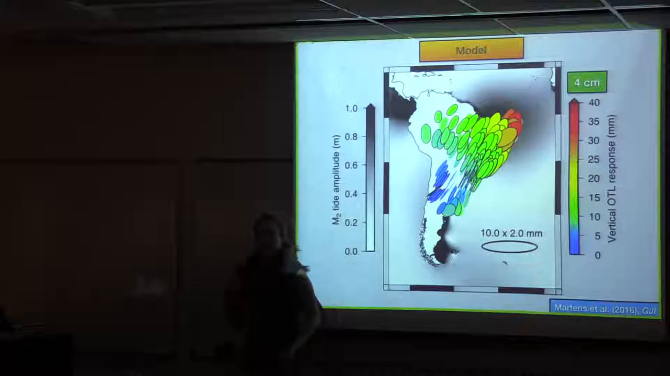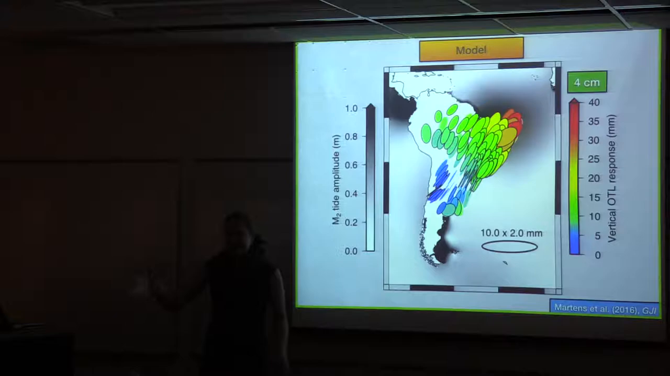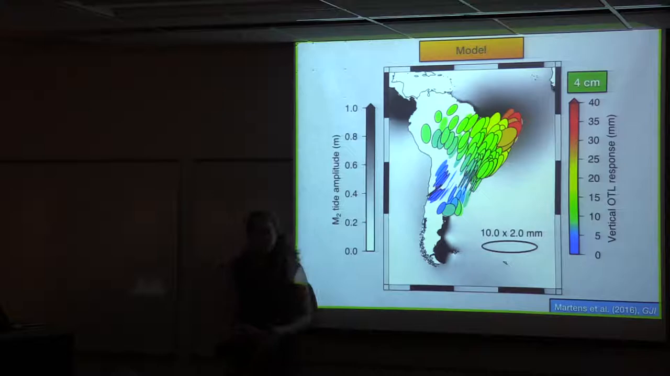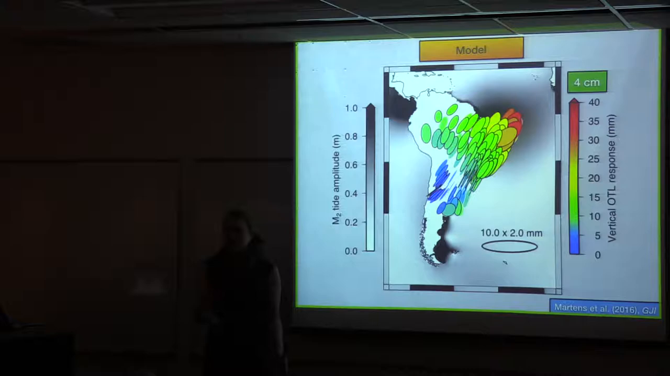So that means over the course of 12.42 hours, it's actually 8 centimeters of peak-to-peak displacement. So if you were standing on the coast of Brazil and you stood there for 12.42 hours, you would move up and then down and then back up by about that amount. And you don't really feel it because that deformation is spread out across such a large area, but you would actually be moving up and down by that much.